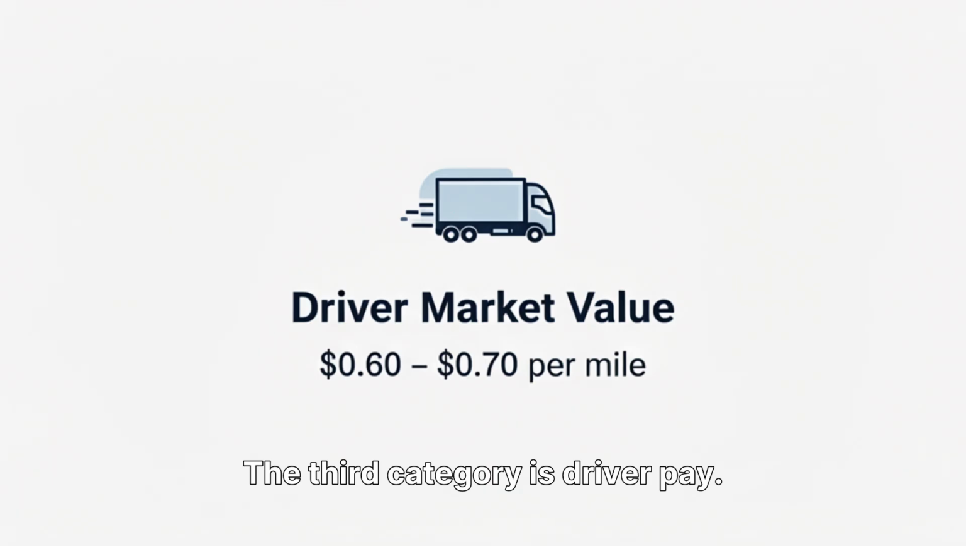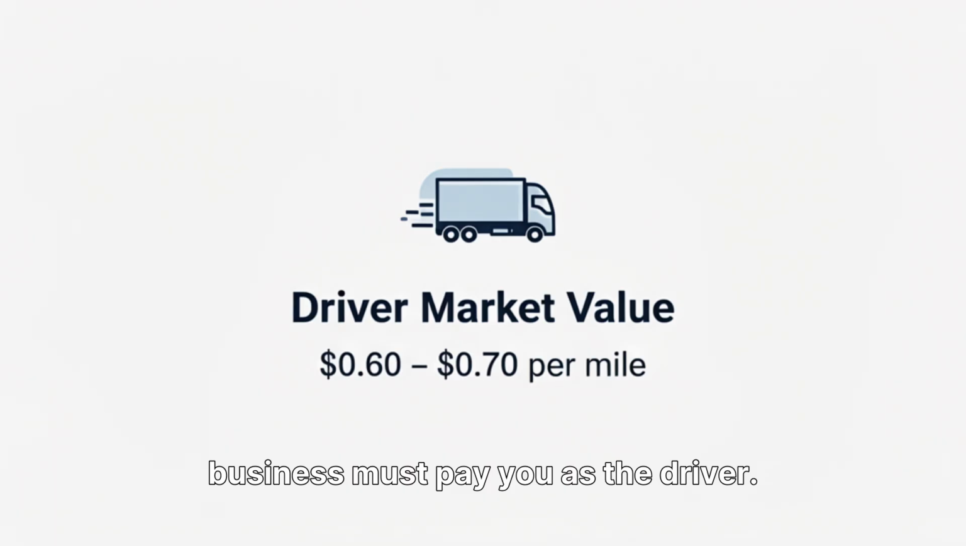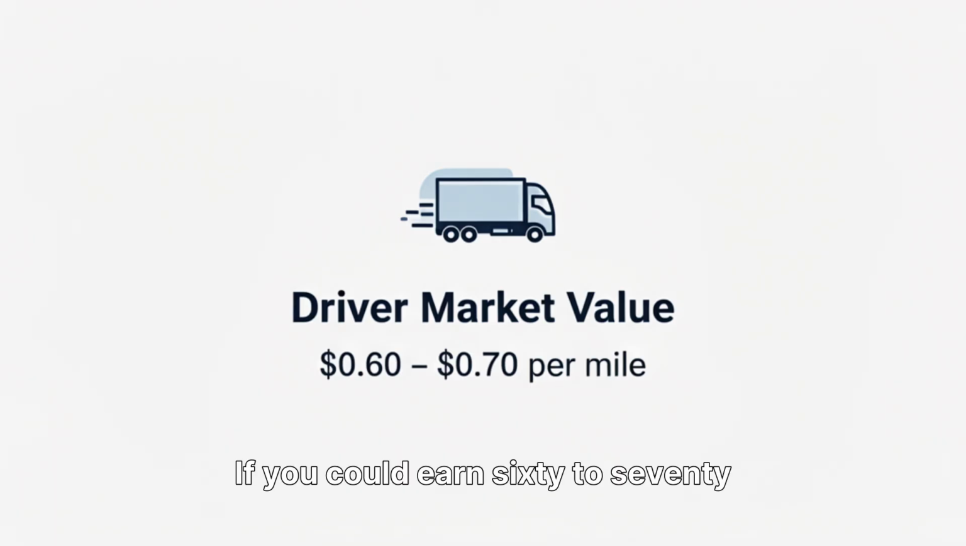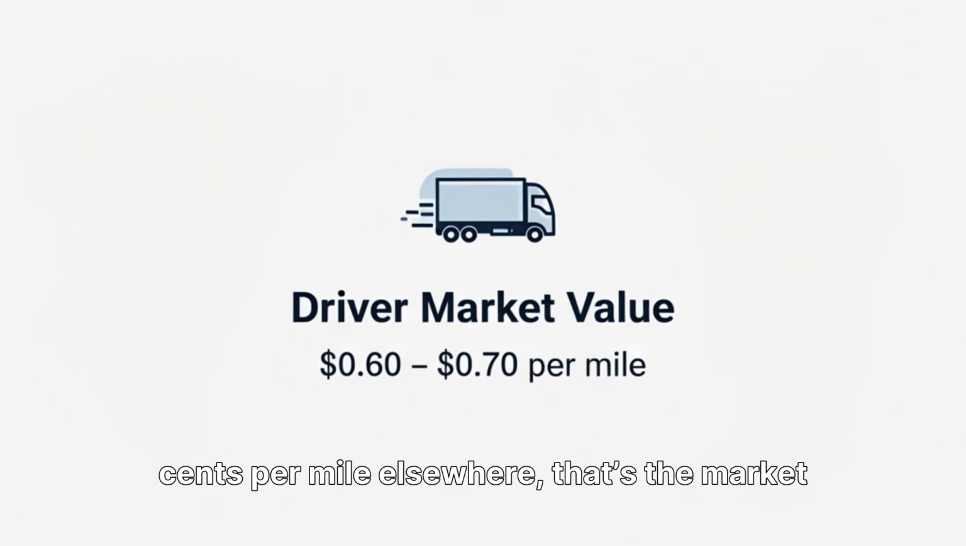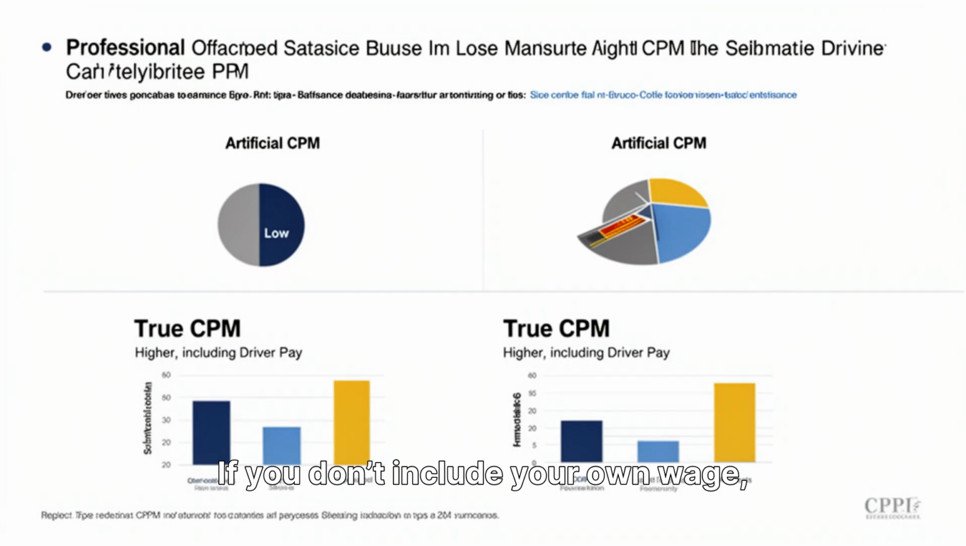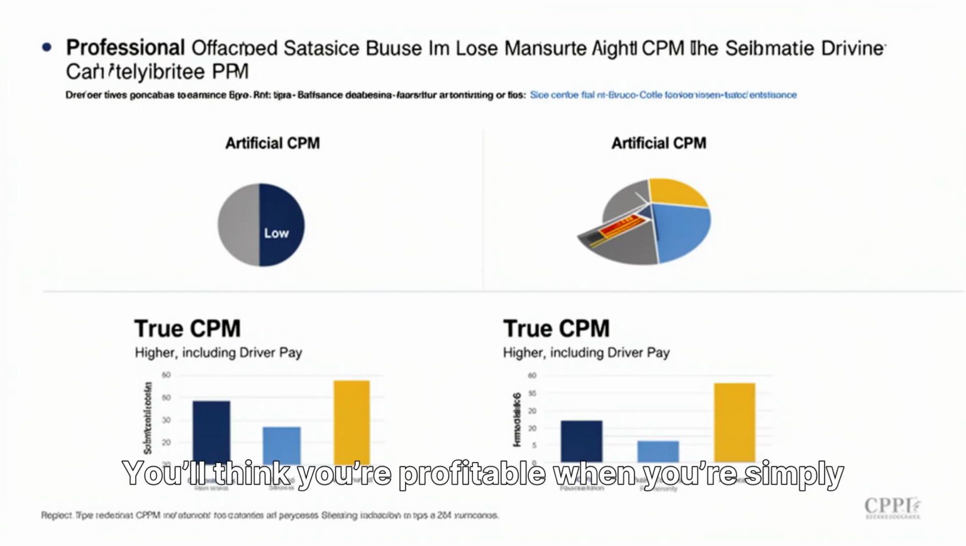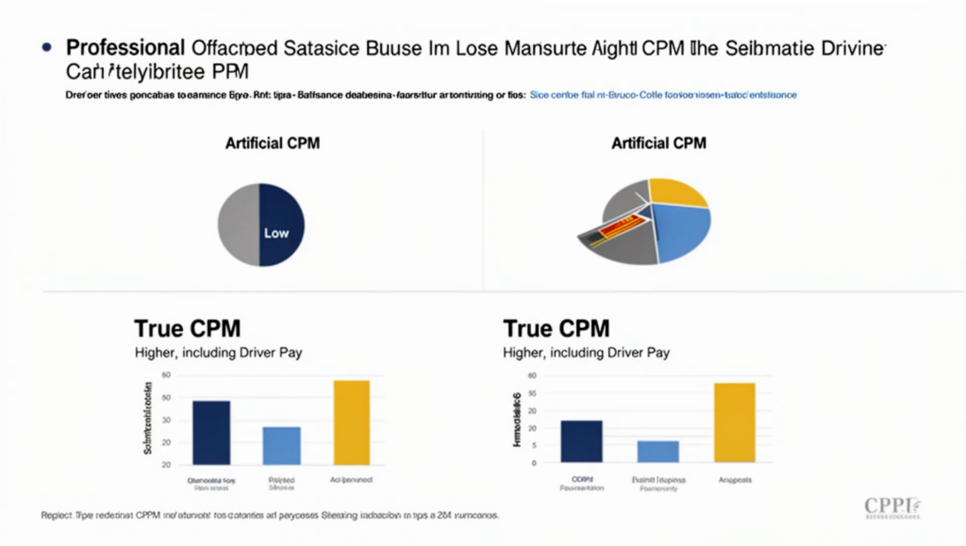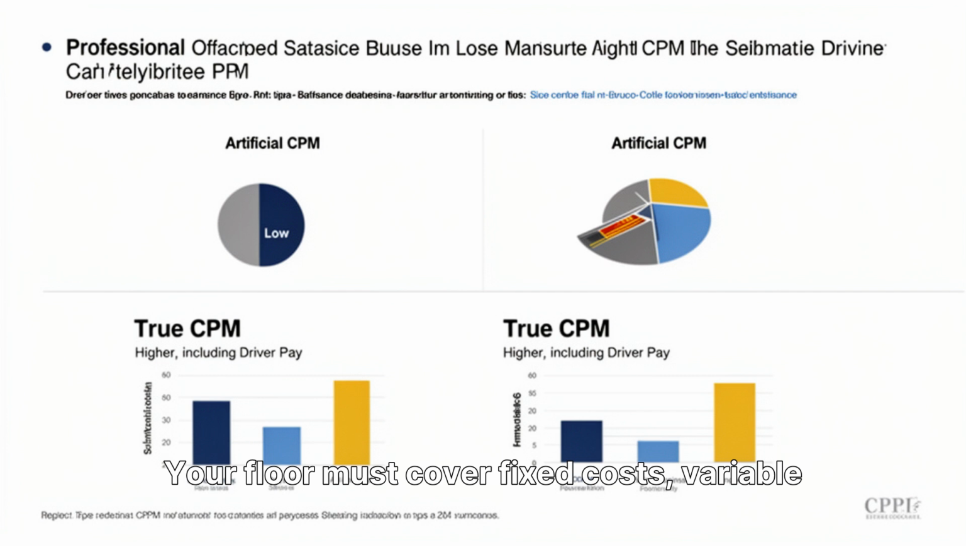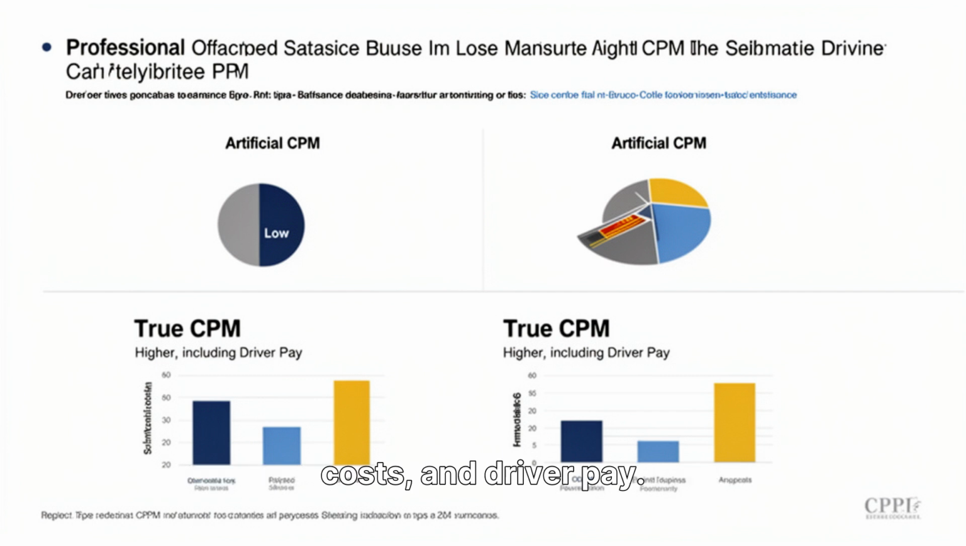The third category is driver pay. If you drive your own truck, the business must pay you as the driver. If you could earn 60 to 70 cents per mile elsewhere, that's the market value of your labor. If you don't include your own wage, your cost per mile will look artificially low. You'll think you're profitable when you're simply underpaying yourself. Your floor must cover fixed costs, variable costs, and driver pay.